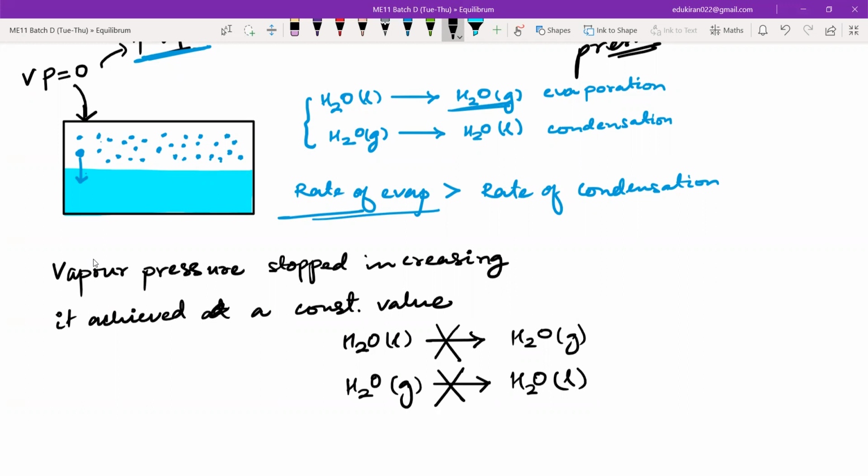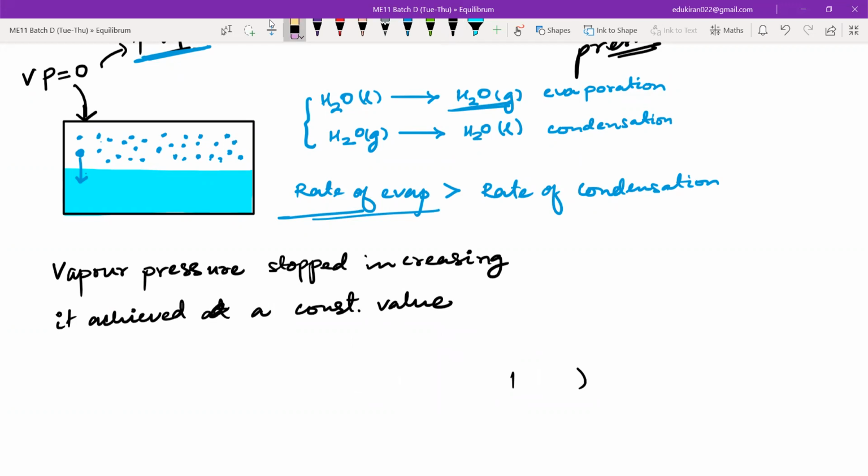Let me check. So did you understand the question or not? I think not. You did not understand the question. Did you understand this point? Vapor pressure stopped increasing and it achieved a constant value. All of you tell me, please, yes or no? Yusra, Khalil, Abdurrahman. Yes, sir. Nazia. Yes, sir. Yes, all of you understood that.